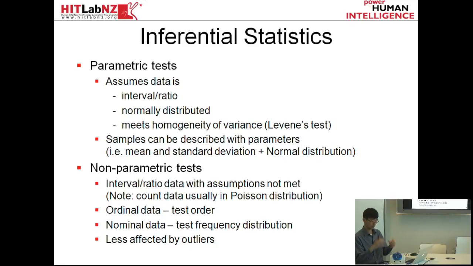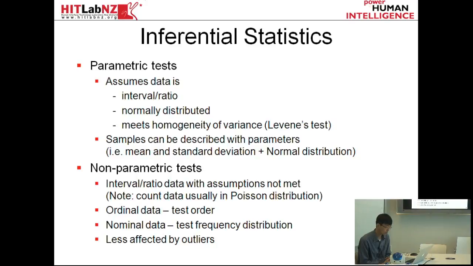First of all, when you get your data, you check if it's interval ratio. If it is, then check if it's normally distributed, and if all of those assumptions hold, then you can go forward with parametric test. But if it's not, then you'll have to fall back to non-parametric test. That's the bottom line.